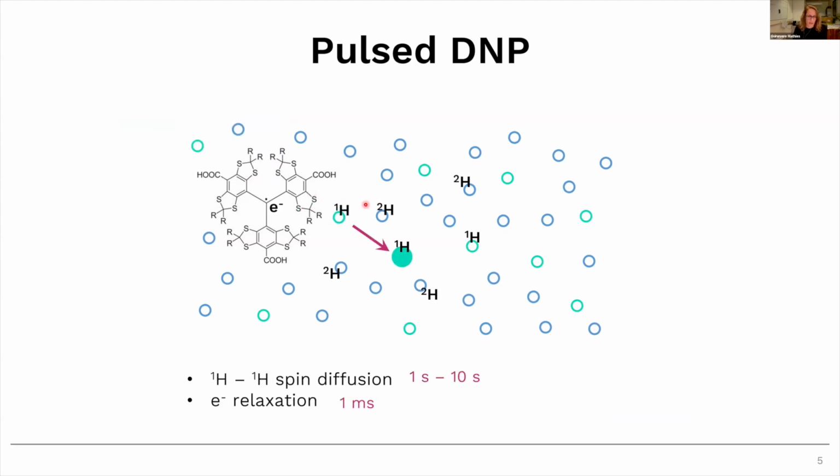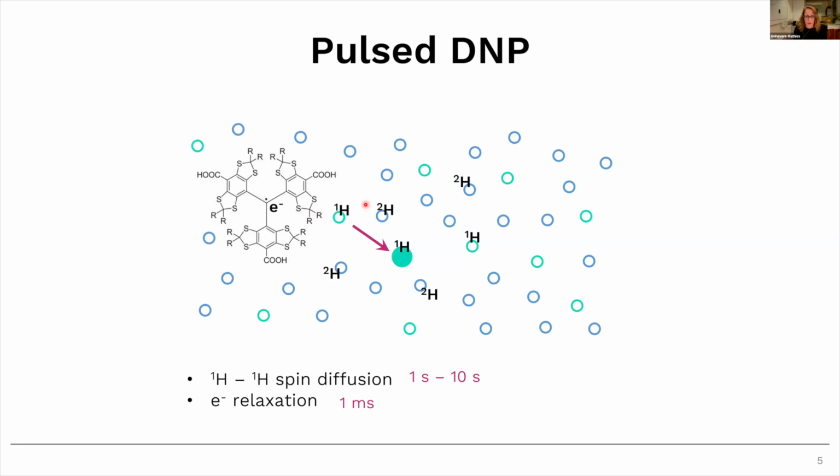We then turn the microwave pulse sequence off. We stop applying the microwave pulse sequence. And during this time, we allow the electron spins to return to thermal equilibrium. We allow them to relax. And this typically happens on a time scale of a millisecond. So the waiting time is typically about a millisecond.